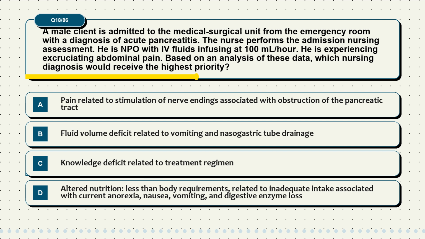Here are the options. Option A. Pain related to stimulation of nerve endings associated with obstruction of the pancreatic tract. Option B. Fluid volume deficit related to vomiting and nasogastric tube drainage. Option C. Knowledge deficit related to treatment regimen. Option D. Altered nutrition, less than body requirements, related to inadequate intake associated with current anorexia, nausea, vomiting, and digestive enzyme loss.